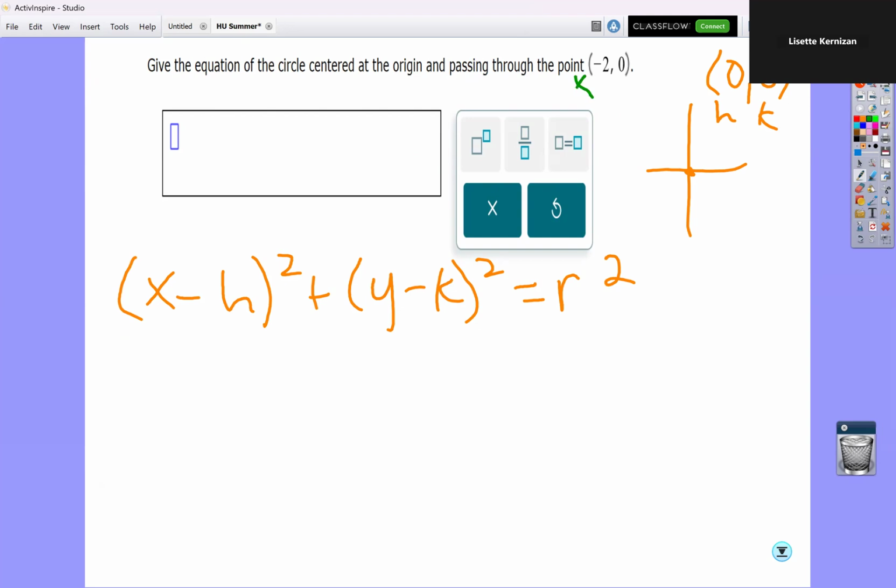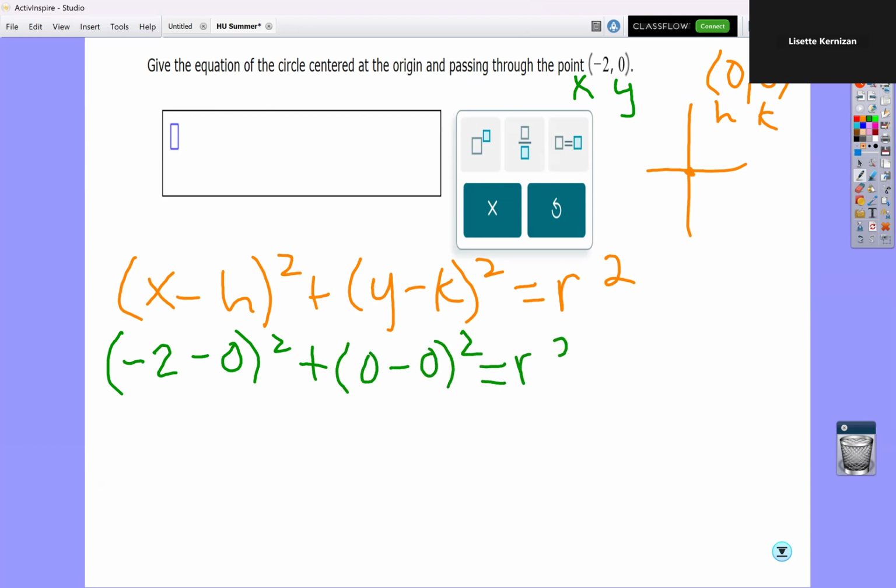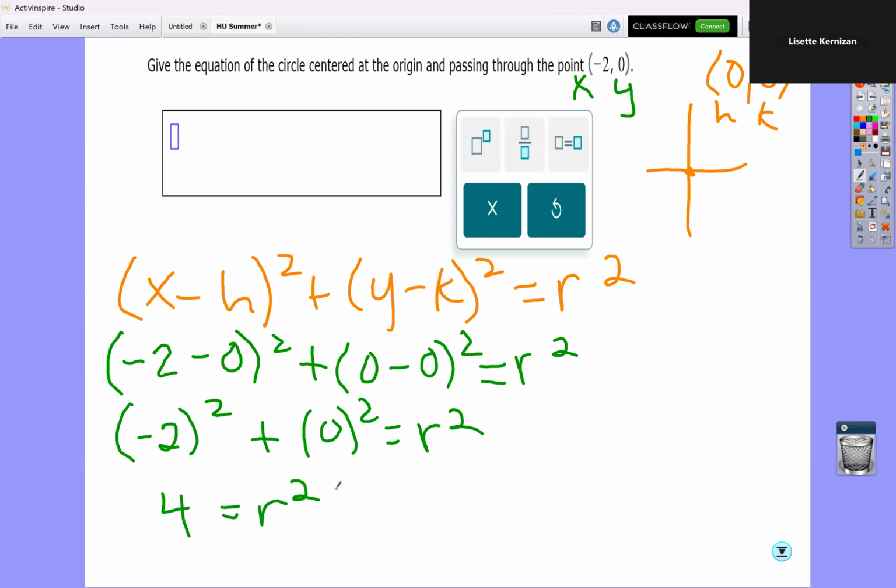So this is x and this is y. So I'm going to say x is -2 minus h squared plus y is 0 minus k squared equals my radius squared. So -2 squared is 4. 0 minus 0 is 0. This is going to give me my radius squared. So 4 plus 0 equals the radius squared.